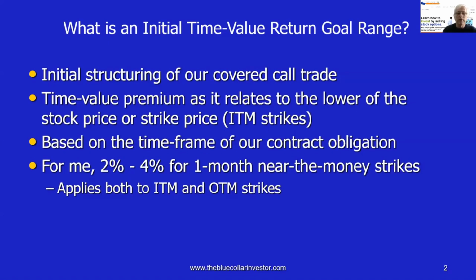Okay, so we take the time value and we divide it by the lower of the stock price or the strike price. And then we determine what time frame. Are we selling weekly options, monthly options, somewhere in between, longer term options? In my case, I prefer monthly options. And my goal is 2 to 4% a month for near the money strikes for my initial time value return goal range. And that applies both to in the money and out of the money strikes.